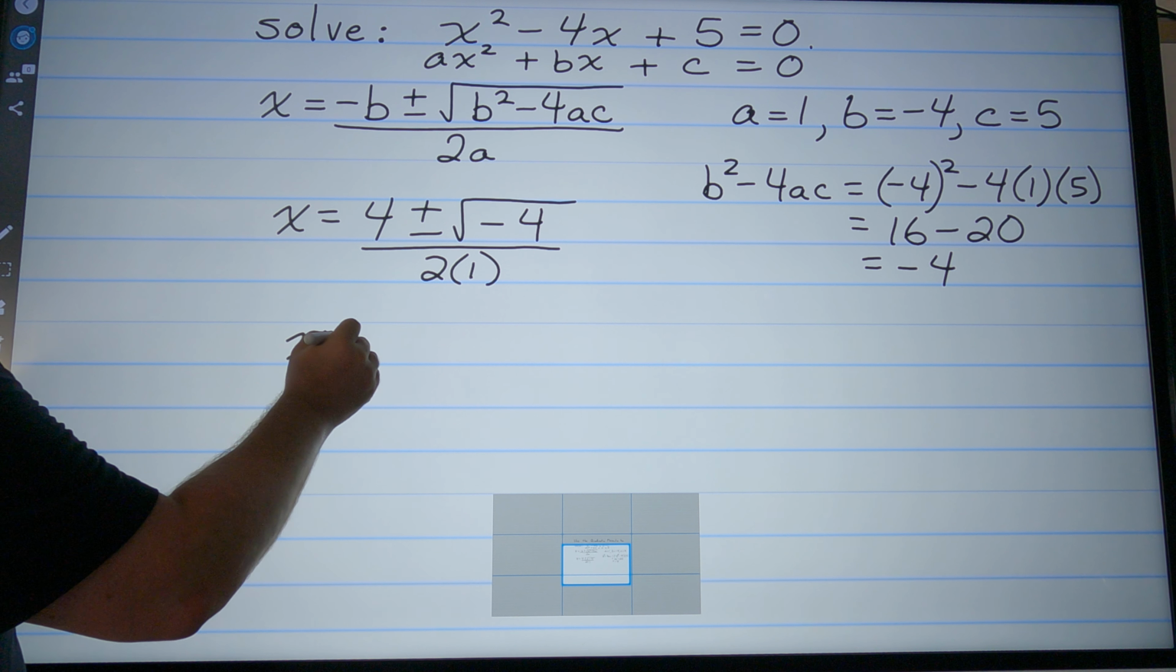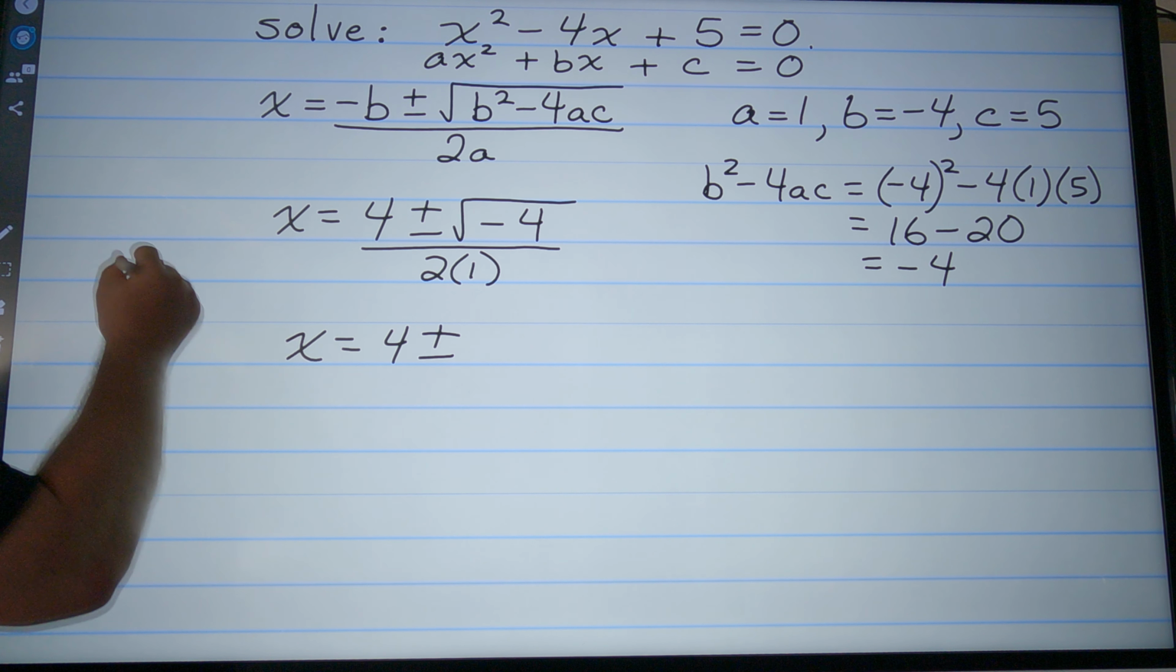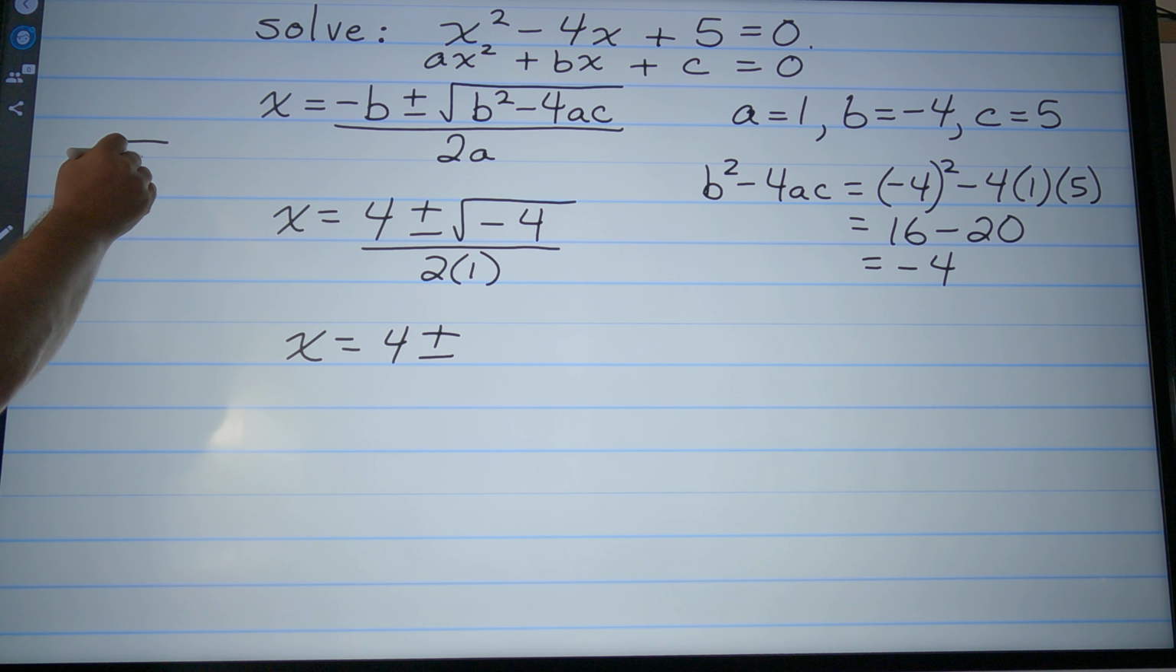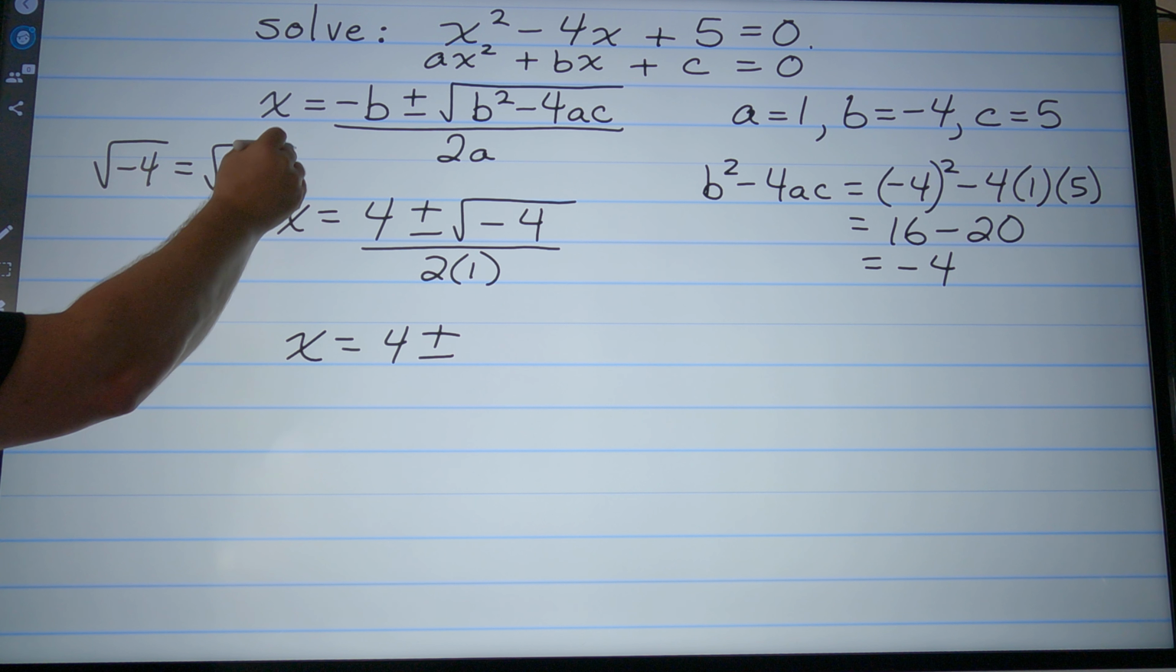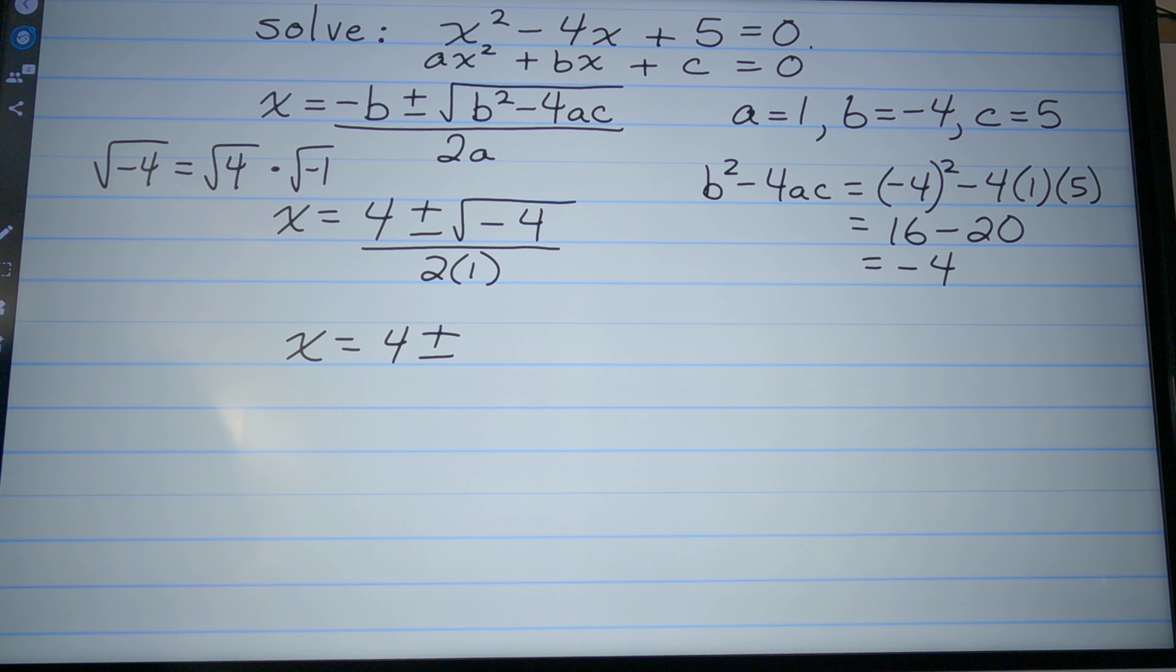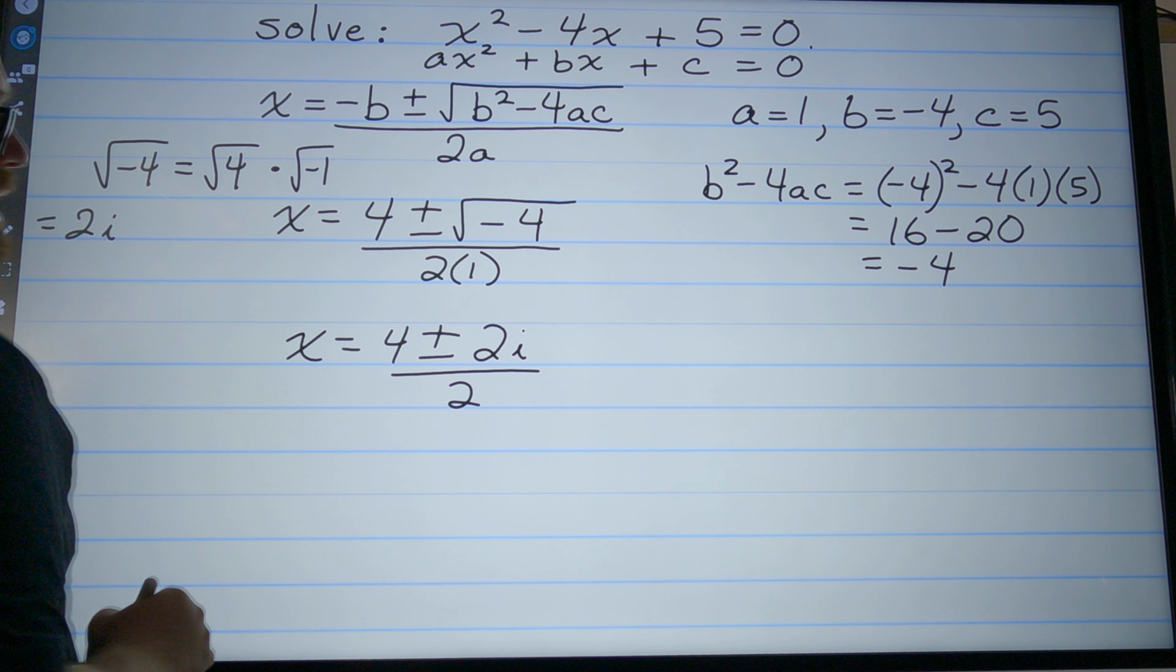The square root of negative 4, that can be written, let's do this over here. So the square root of negative 4 can be written as the square root of 4 times the square root of negative 1. The square root of 4 is just 2, so this equals 2. And then the square root of negative 1 is i, so 2 times i. And if I write it right next to the i, that means I'm multiplying them. So this becomes 4 plus or minus 2i all over 2.